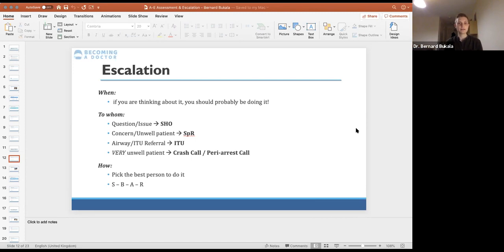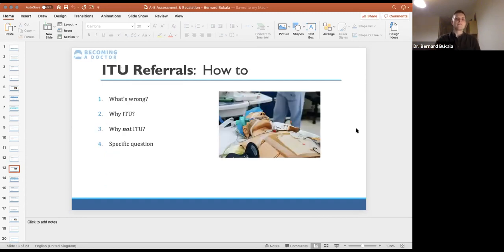If you are giving a handover, so not in a crash call, but if you're referring the patient to somebody, remember about SBAR: situation, background, assessment, recommendation. Have some sort of structure and people will really appreciate that. So that's escalation. Now, the other thing to talk about is ITU referral.